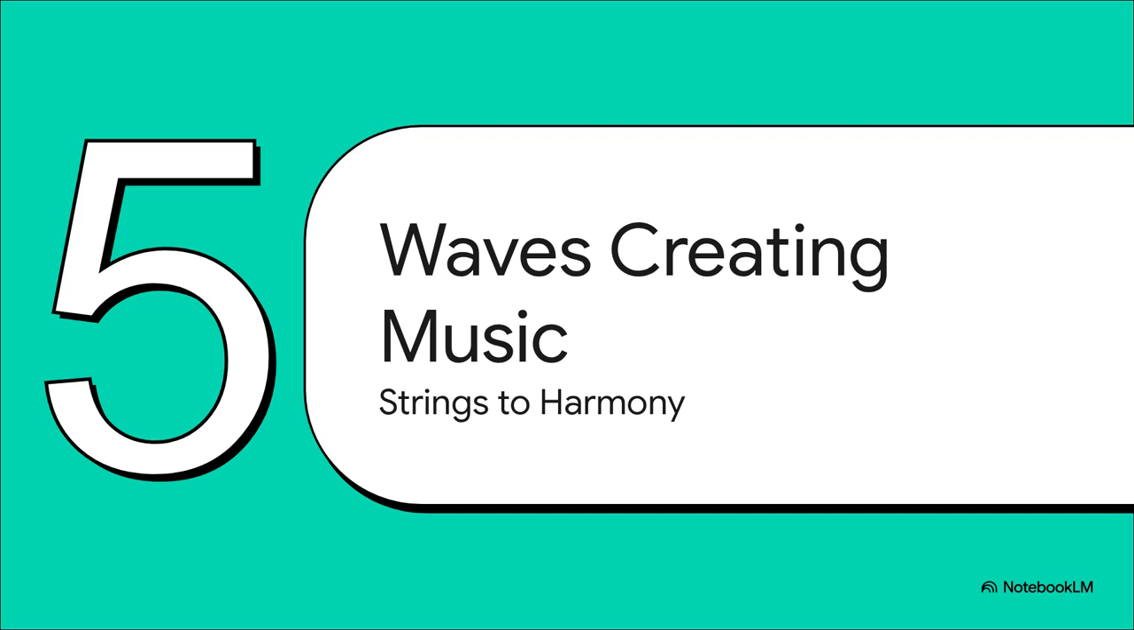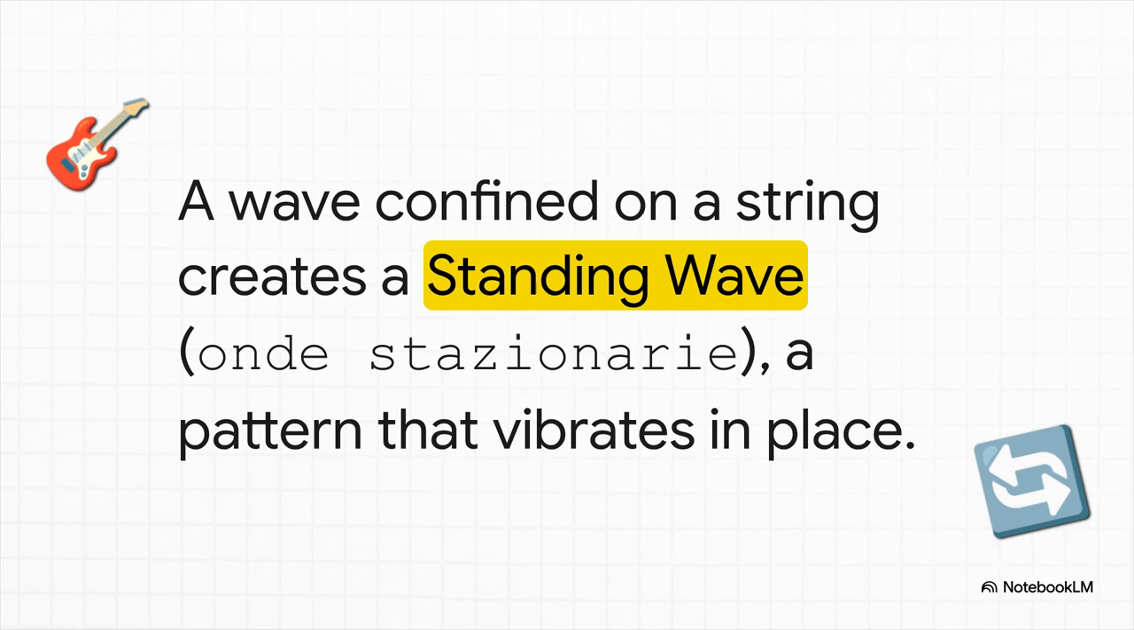Okay, for our last section, let's look at maybe the most beautiful and complex application of all this physics: music. How does all this science come together to create a symphony? So think about a guitar string. How does it make a sound? Well, it's because of something called a standing wave. When you pluck it, the wave travels down the string, hits the end, reflects back, and interferes with itself. It creates this perfect, stable pattern that looks like it's just vibrating in place. That beautiful, stable vibration is the foundation of almost every musical note you've ever heard.